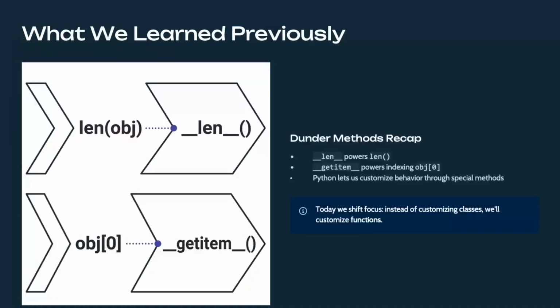Now, before we talk about decorators, let's quickly recap. In the previous videos, we learned that Python allows us to customize object behavior through Dunder methods. For example, len calls the Dunder method __len__. Indexing also calls the Dunder method __getitem__. And there are multiple other Dunder methods used in Python as well. Those special methods allowed us to customize classes. Today, we'll learn how Python allows us to customize methods or functions.